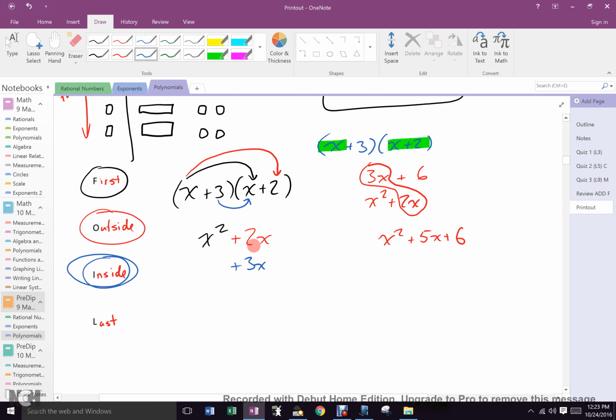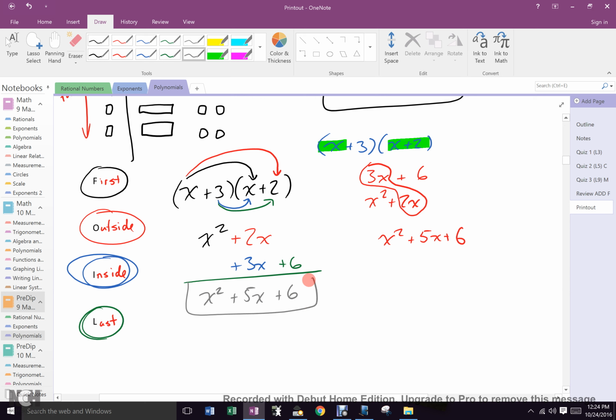3x. Why did I stack these x's? Because they're like terms. And last we'll do in green: plus 6. 3 times 2 is positive 6. And I get an answer of x squared, 2 plus 3, 5x, plus 6.